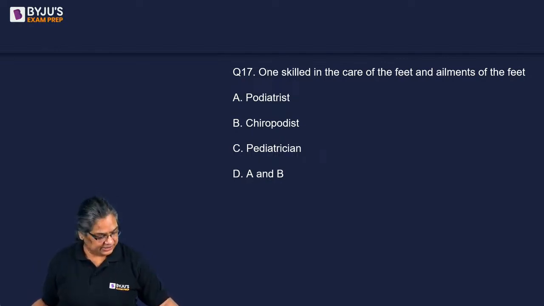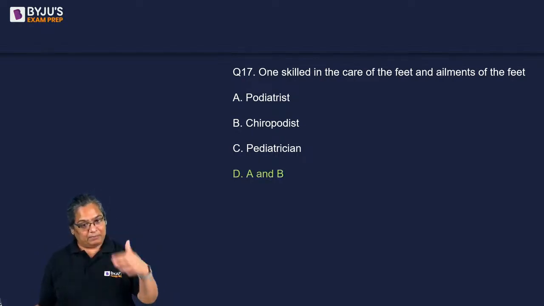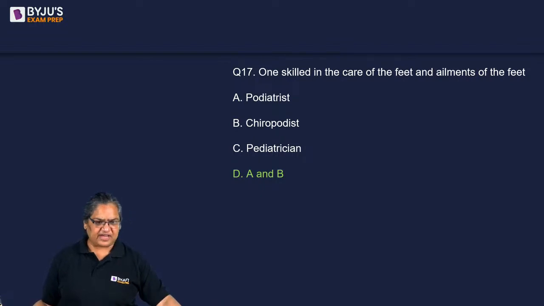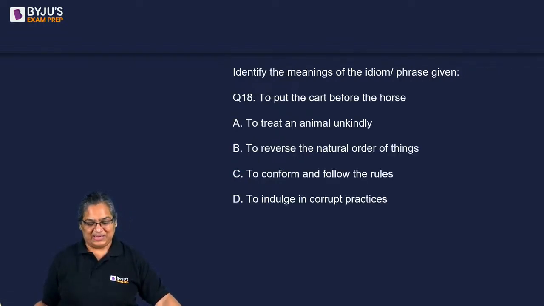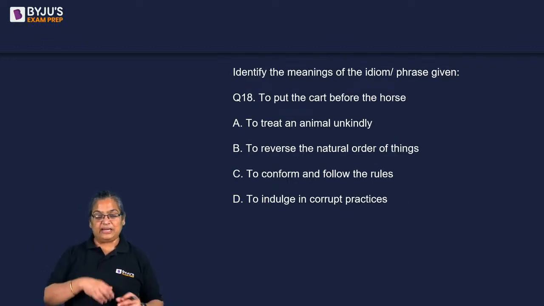C is a children's doctor, a doctor who specializes in children's ailments. So the correct answer is D. Those who marked A and B, give yourselves half marks. Those who marked D, give yourself the full mark. Clear? All right, let's go to idioms.